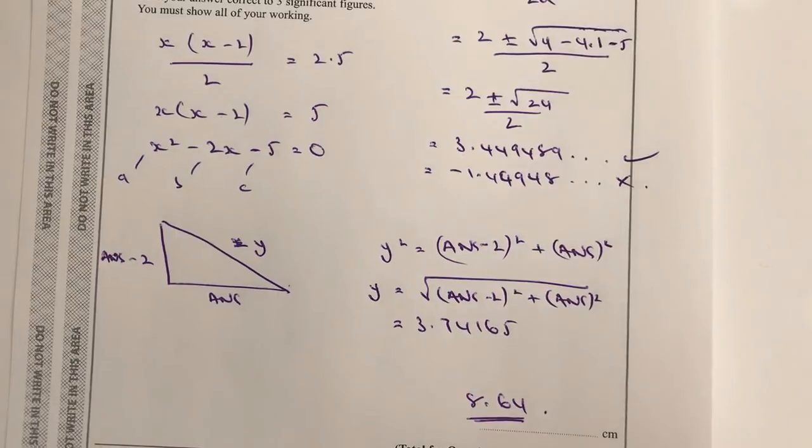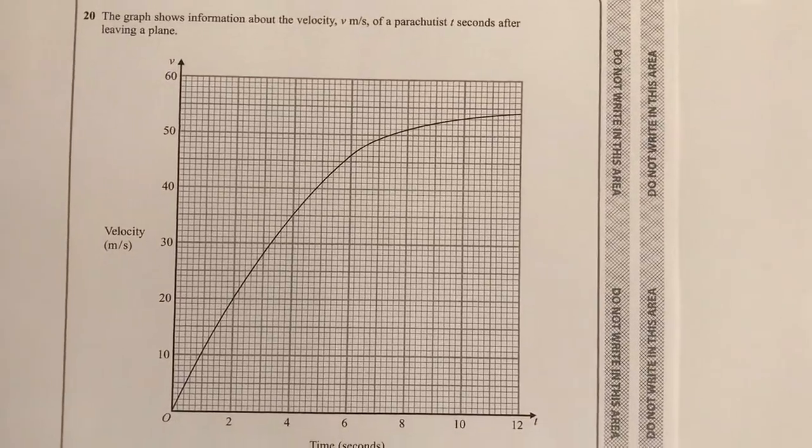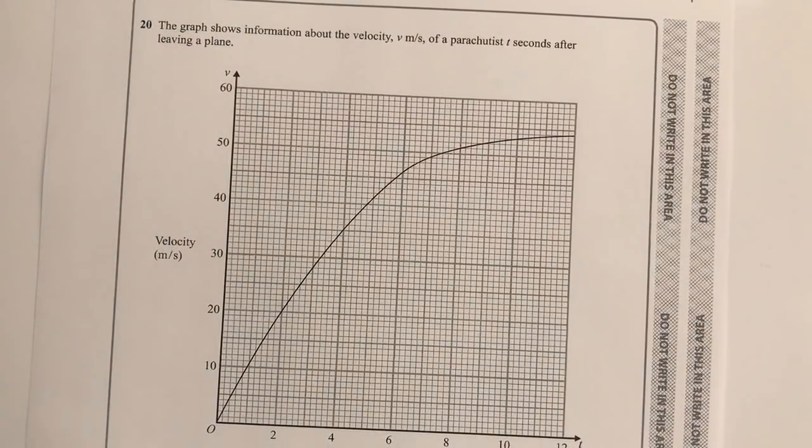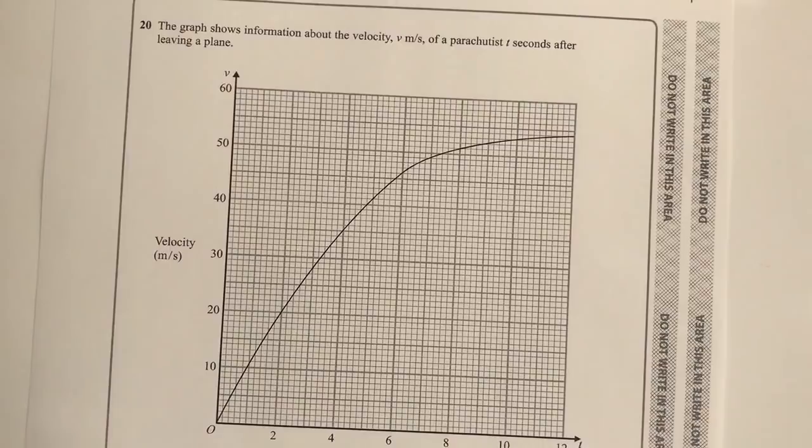Okay, let's move on then to question number 20. So question number 20 is one of those questions that deals with gradient. Okay, so we need to just be a little bit careful with this, because it's gradient of a curve. Okay, so the graph shows the velocity of a parachutist t seconds after leaving a plane.